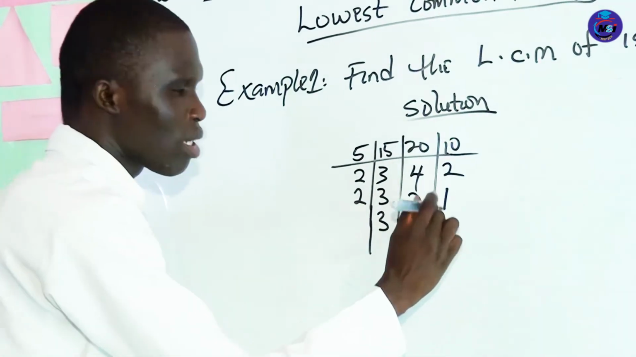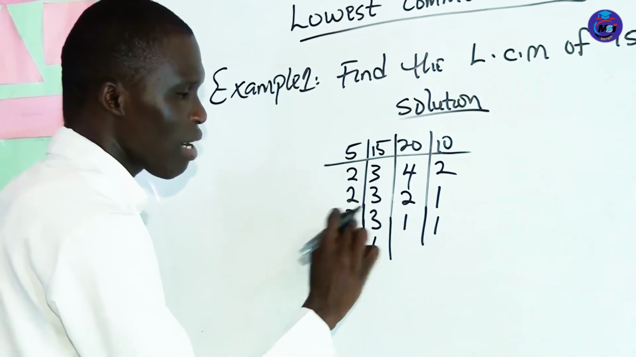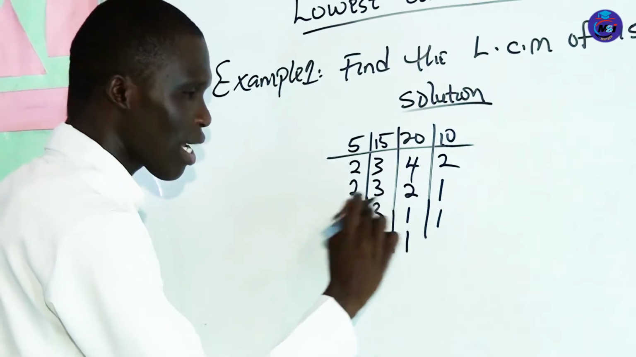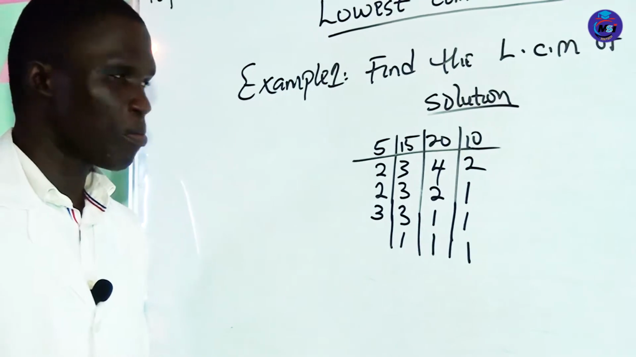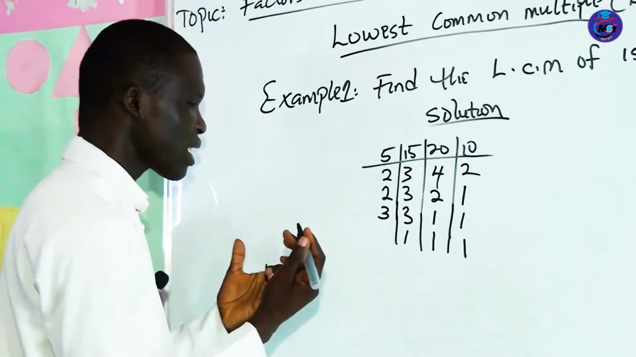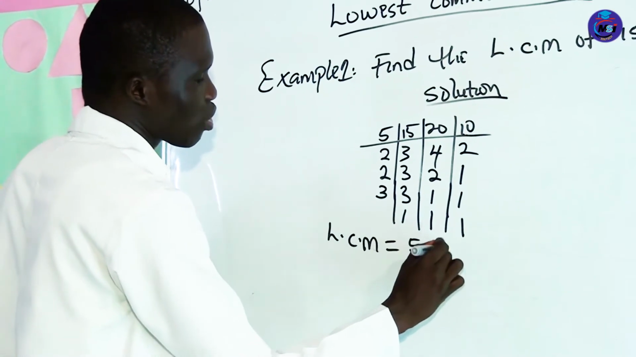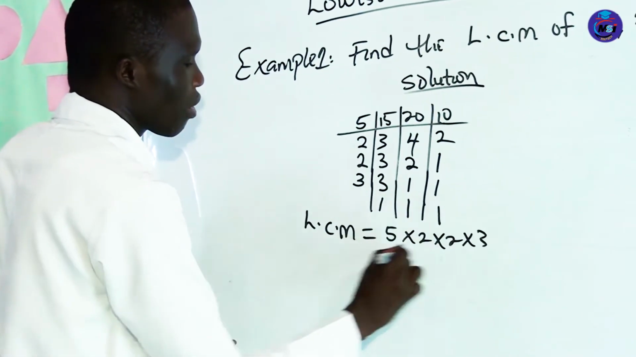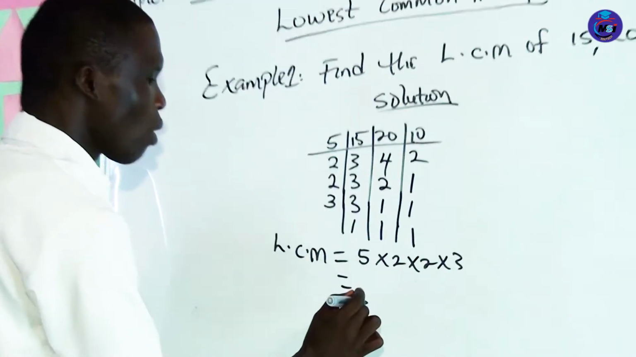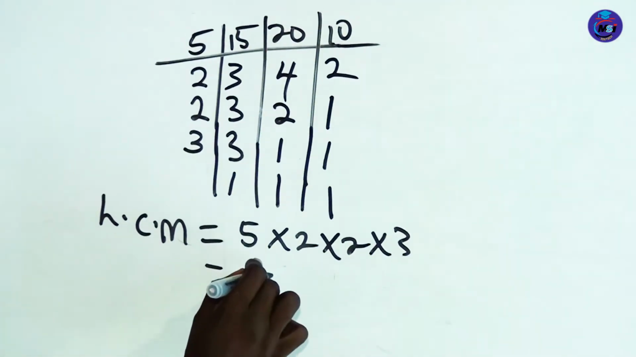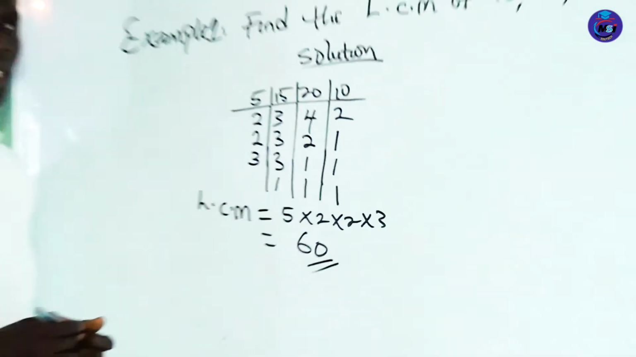2 in 1, 2 cannot divide 1. You bring it down. You use 3. 3 in 3, 1. 3 cannot go in 1. You bring it down. 3 cannot go in 1. You bring it down. So once you get 1, 1, 1, that's where you stop for LCM. Now, our LCM will give us 5 times 2 times 2 times 3. 5 times 2, 10. 10 times 2 will give us 20, and 20 times 3 will give us 60. So our LCM is 60.